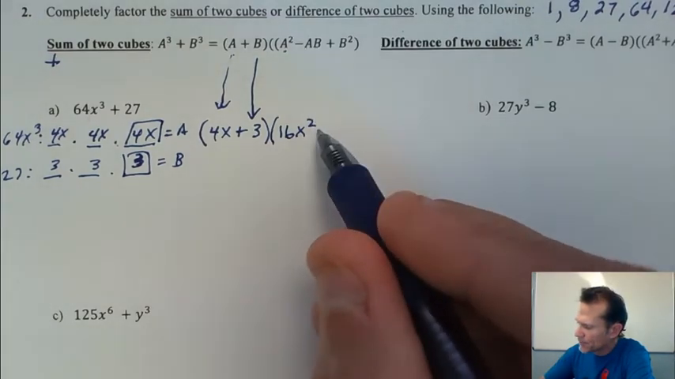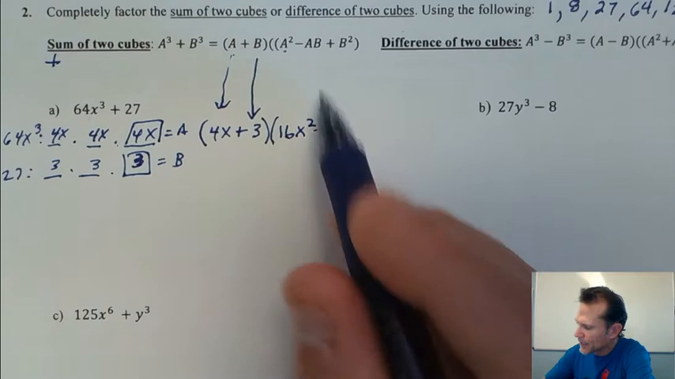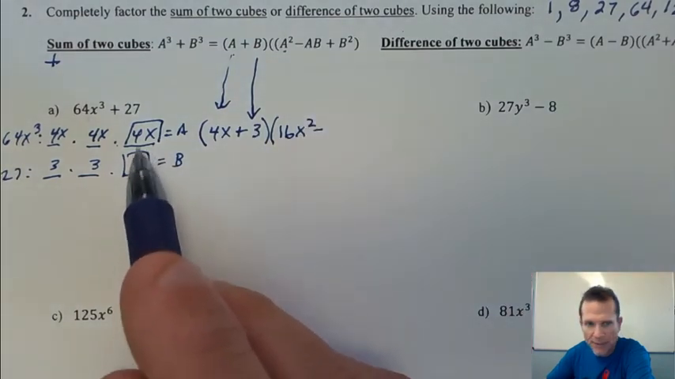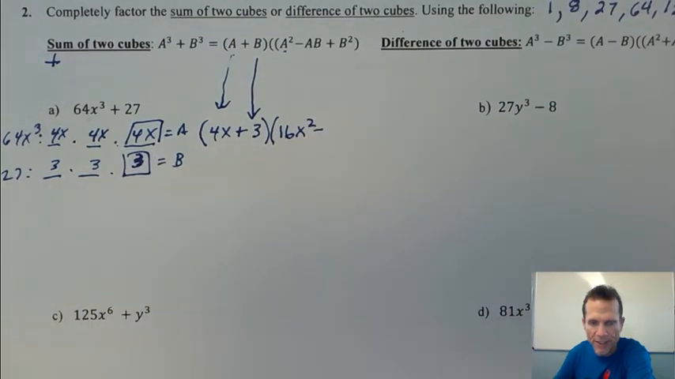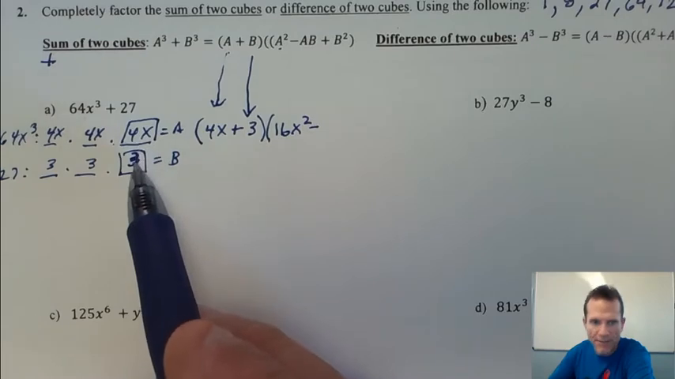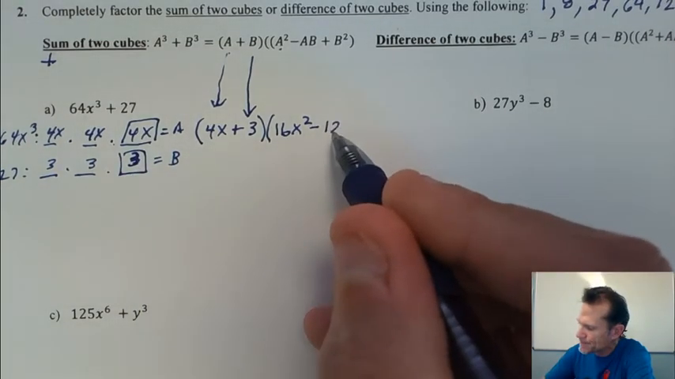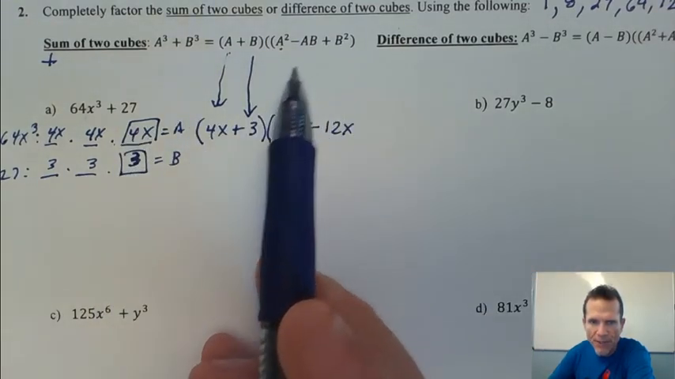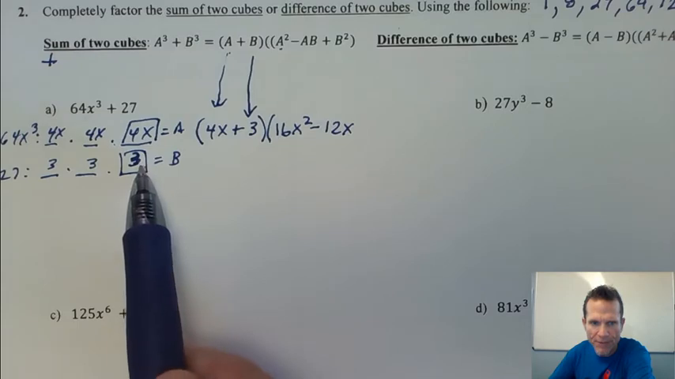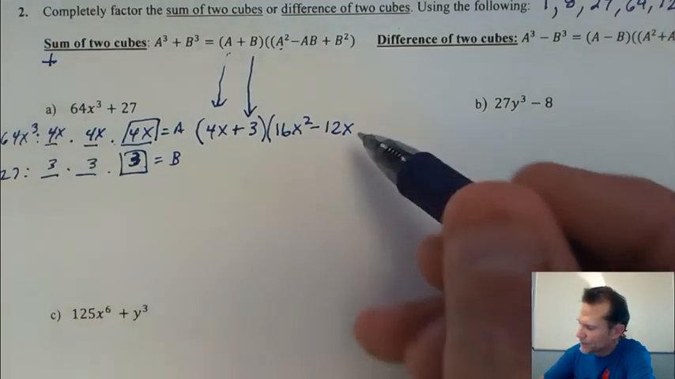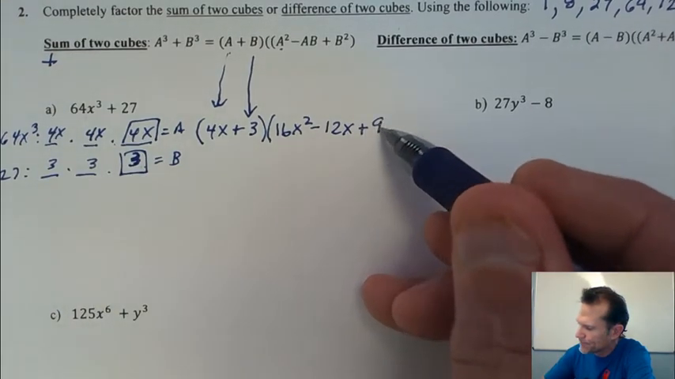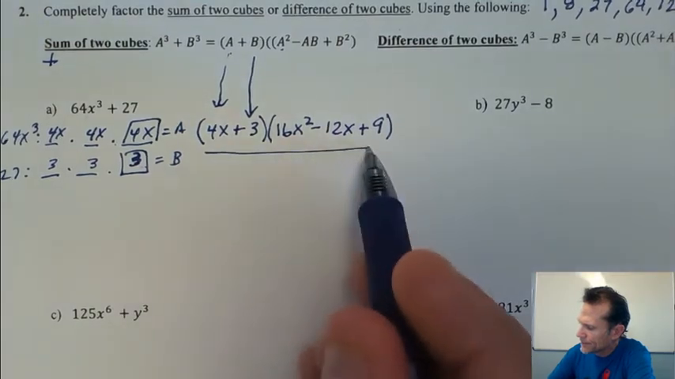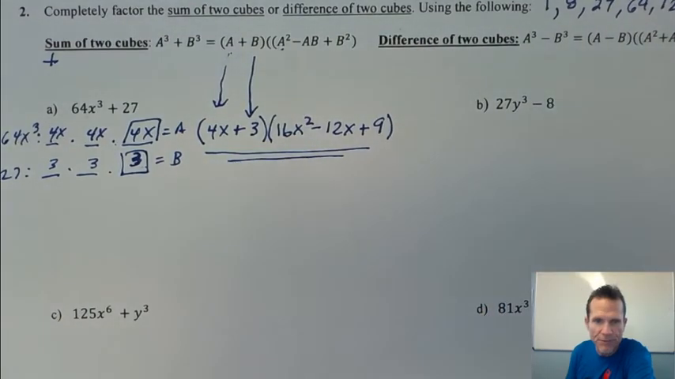Then the middle term, we use a minus sign because of the formula, and the middle term is made by multiplying these two together. So they're already stacked on top of each other. I just multiply them and get 12x. And then the last term, the b squared, comes from squaring whatever value b is. So 3 squared is 9. Okay, and that's the factoring of the sum of cubes.